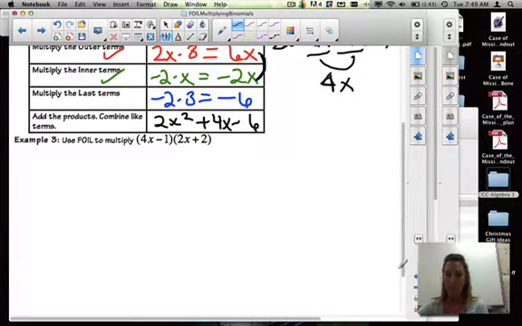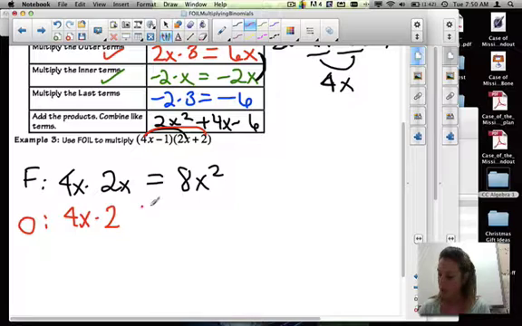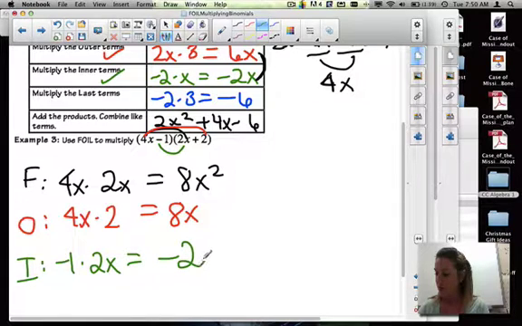All right, example 3. Let's try it with this method. All right, the first terms, 4x times 2x, which equals 8x squared. The outside terms is 4x times 2, which equals 8x. The inside terms, negative 1 and 2x, which equals negative 2x.